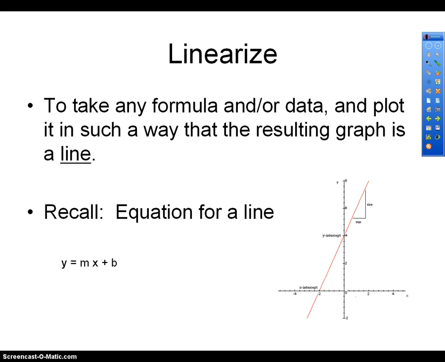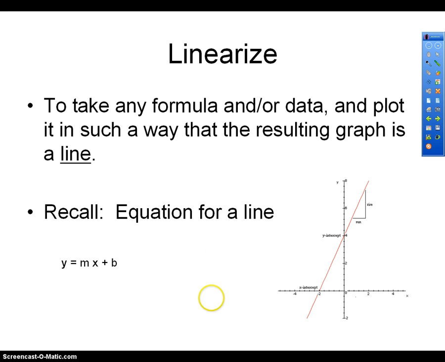And the way that you end up doing that is you just change how you're plotting it. You don't change the data because you can't make new numbers, but you make changes to the data without changing the numbers themselves. And you plot it in such a way that you end up getting a line.